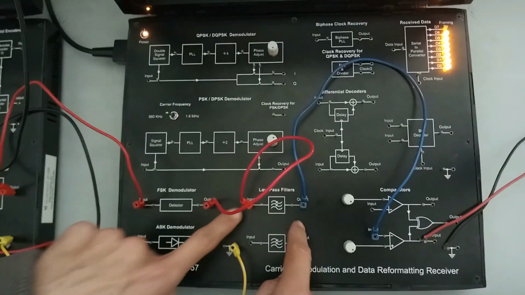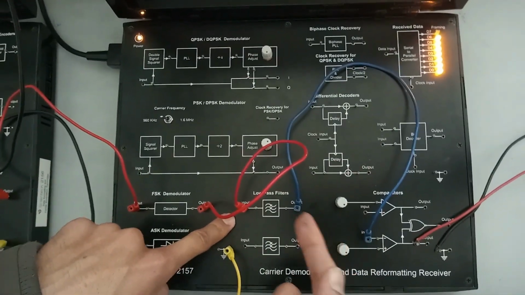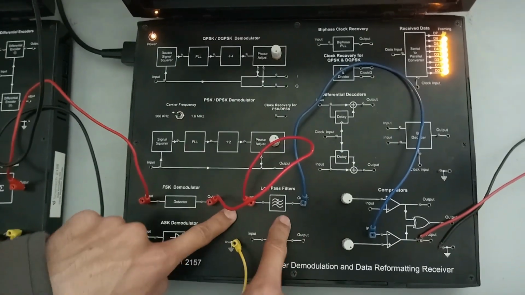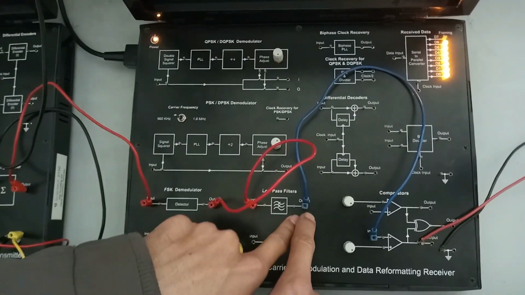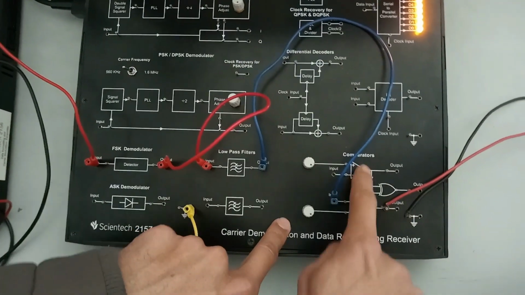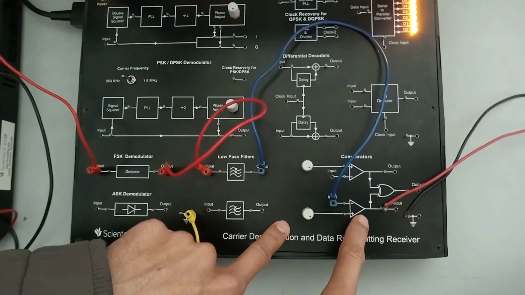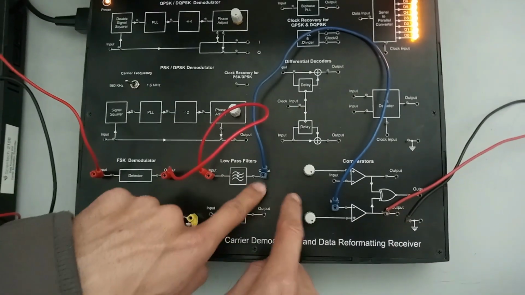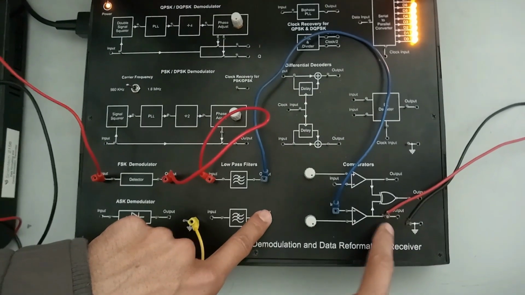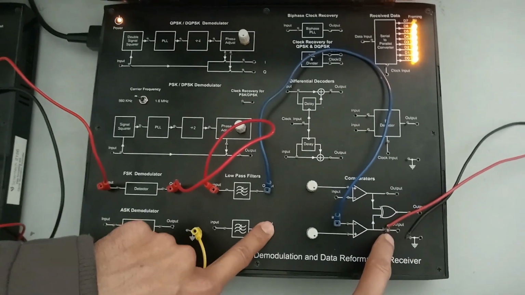Any demodulation process requires a low pass filter, because the modulating signal which is required to be extracted or detected is a low pass signal. Then the low pass filter output is given to the input of the comparator. Here two comparators are there, but you can use either one. The comparator works as a threshold detector. If the output is above threshold, it generates output as 1, otherwise if it is less than threshold, it generates output as 0.